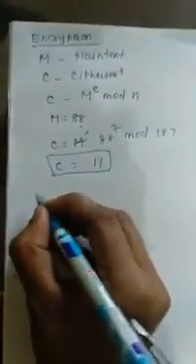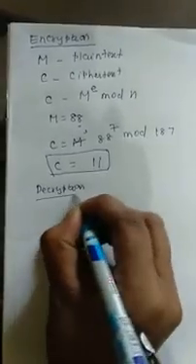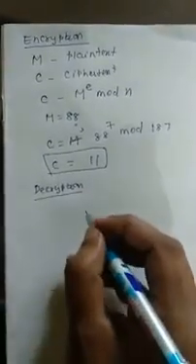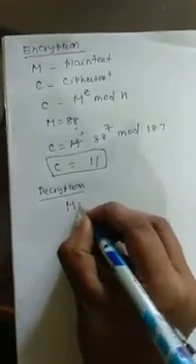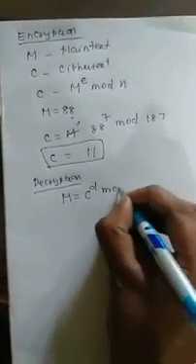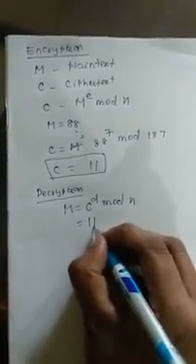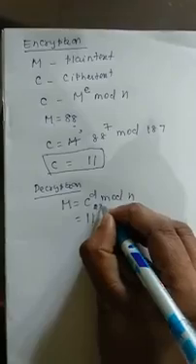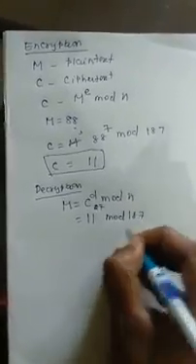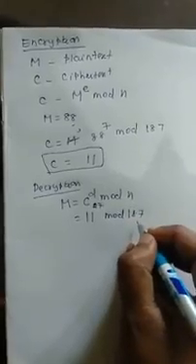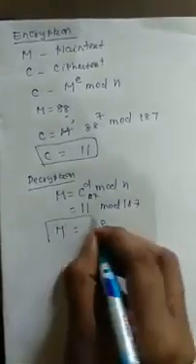Now we are moving to decryption. Decryption of RSA algorithm. In decryption of RSA algorithm, the formula we are going to use is M equal to C power D mod n. We have derived the value C as 11, and we already know the value of the private key D as 23. So 11 power 23 mod 187. If you put this value in the calculator, you will get the value of M as 88.